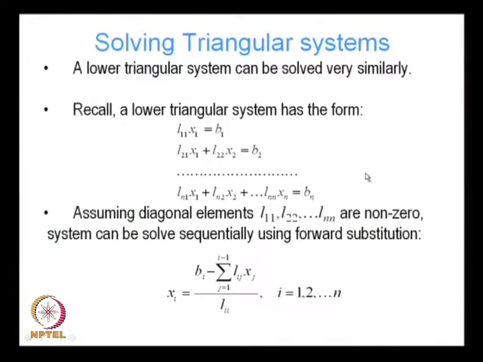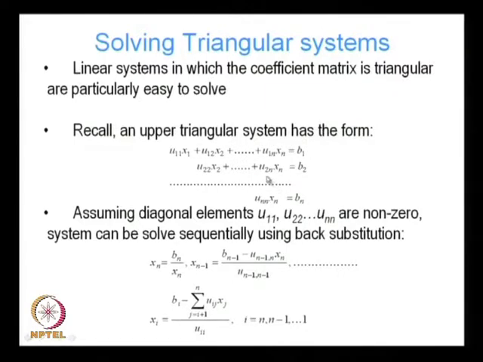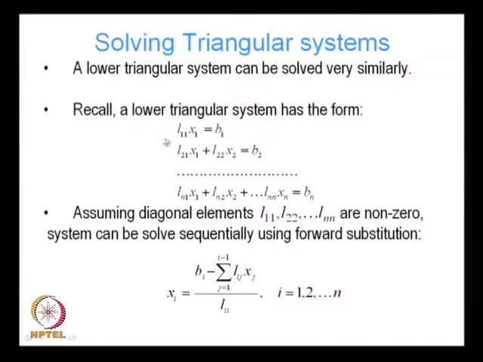Similarly, if we have a lower triangular system, that can also be solved very easily. A lower triangular system is one in which all elements at or below the principal diagonal are non-zero, but all elements above the principal diagonal are 0. The last case was backward substitution, because we solved the last equation and worked our way backwards, while in this case we solve the first equation, which is easy enough to solve, x1 is equal to b1 by L11, and work our way forwards.